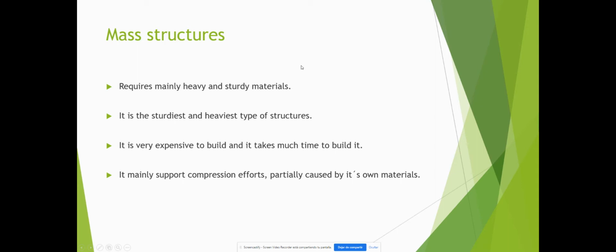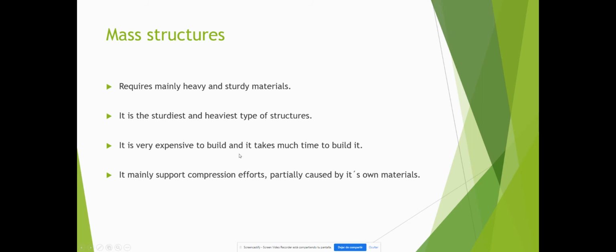These structures require mainly heavy and sturdy material. It is also the sturdiest and heaviest type of structure. It is also very expensive to build and it takes much time to build, and it mainly supports compression efforts, partially caused by some materials. Since their materials are very heavy, they cause compression effort inside the structure.